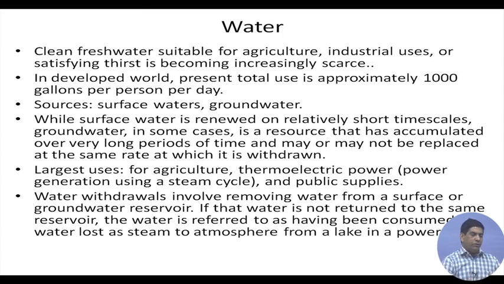So those are the problems: on one hand we are extracting too much, and at the same time we are not replenishing. We have actually hindered the replenishment of groundwater recharge. The largest use globally, including India, is agricultural, then thermoelectric power plants, and public supply. Water withdrawal is removing water from surface water and groundwater. But if the water is not returned to the same reservoir, it is referred to as having been consumed. So water is lost as steam or from a lake.